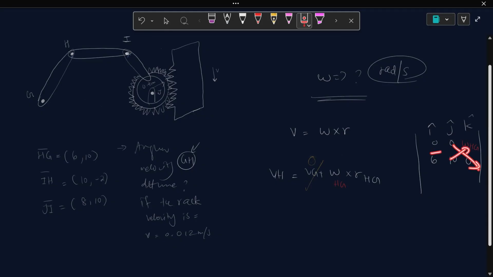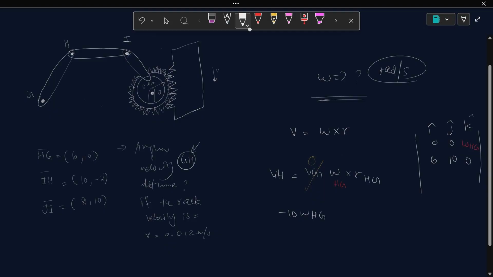I hope you guys remember how to do a determinant, right? You basically cross out the row and column, and then you go top to bottom, and then negative bottom to top. So that is basically going to be negative 10 wHG.